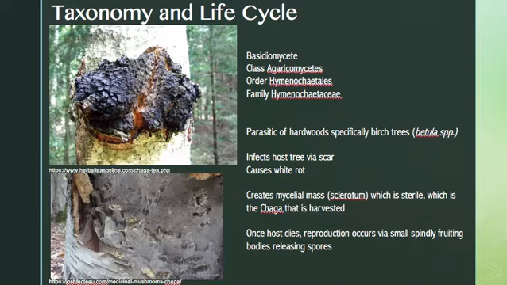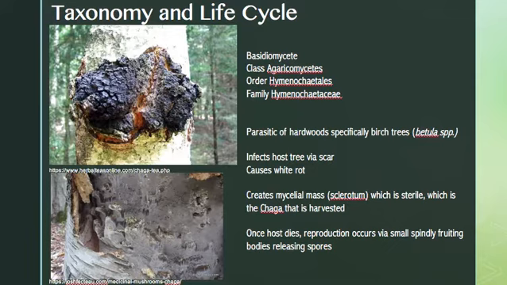But since then there have been some changes to the morphological and molecular data, which has moved Chaga around a little bit, but that's the taxonomy. And so Chaga is a parasitic fungus which is found mostly on birch trees, but rarely, sometimes it's found on other hardwoods.